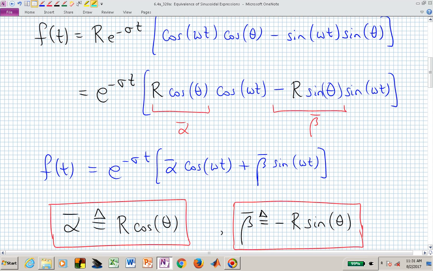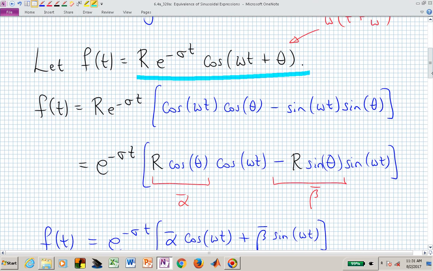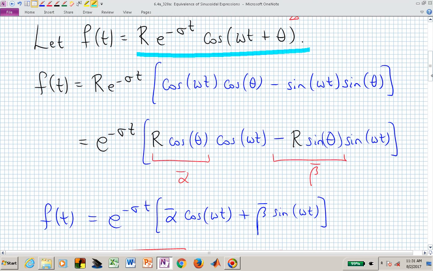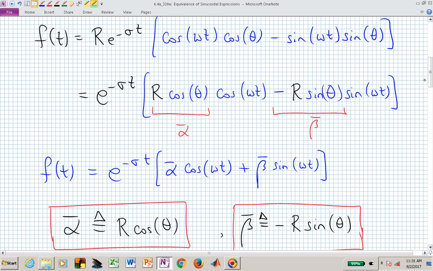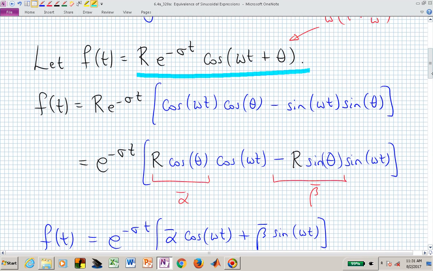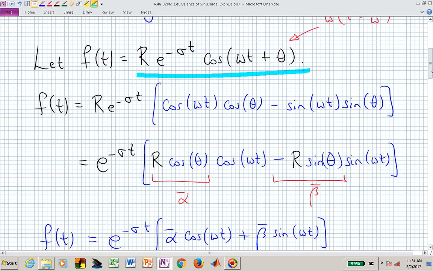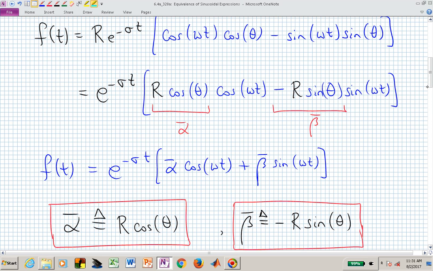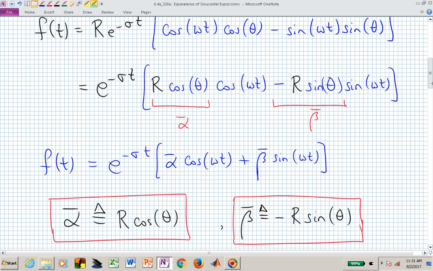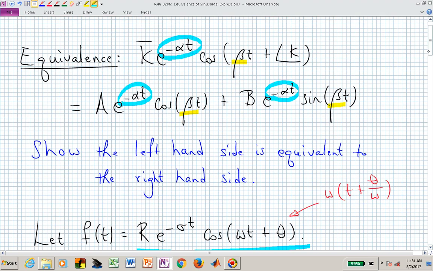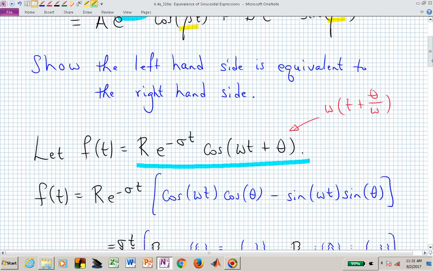And if you now wanted to relate, I'm sorry, if you had an expression in terms of r and theta in this single cosine, you could find the alpha bar and the beta bar by simply computing r cosine theta, that's alpha bar, and minus r sine theta, that's beta bar. And then you would have this cosine and sine combination that's equivalent to the single cosine expression.